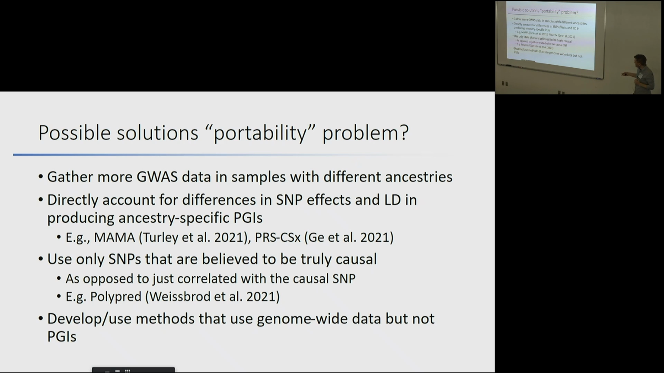I'm going to skip this other thing. And then I also just put this point here: a lot of this problem is because we're relying heavily on these PGI weights. And I know Jason Fletcher, for example, has been talking a lot lately about, maybe we should think about methods that don't use PGIs and that just use the molecular level data. Maybe there's some way forward there.